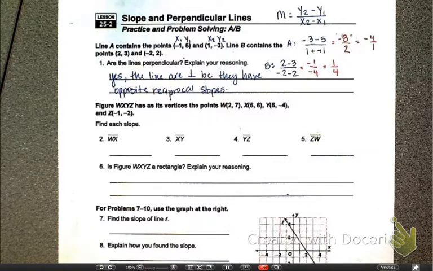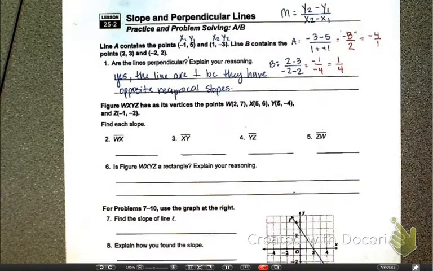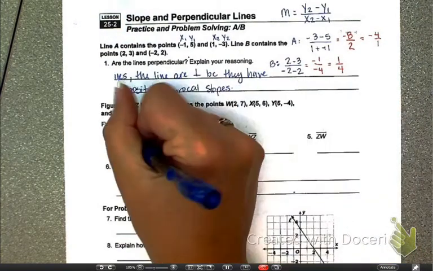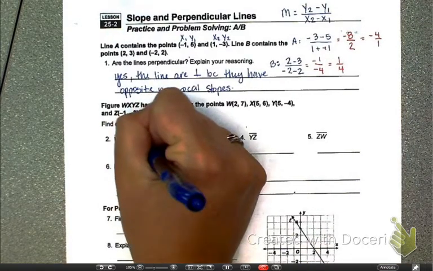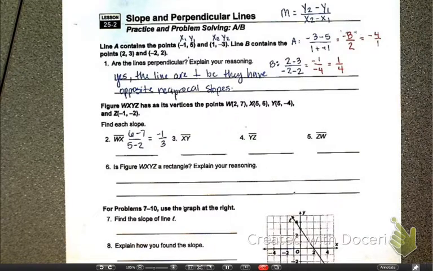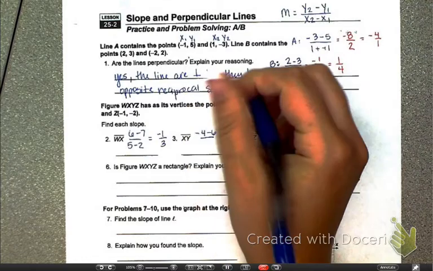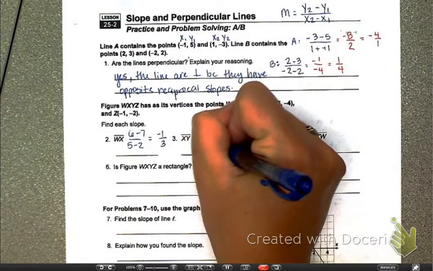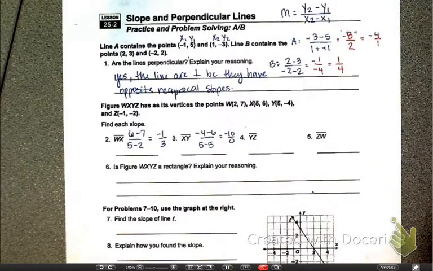I want you to find the slopes for 2, 3, 4, and 5, and then check with your group. So for WX, you should have 6 minus 7 over 5 minus 2, which means your slope is negative 1 over 3. For XY, negative 4 minus 6 over 5 minus 5. So you have negative 10 over 0.